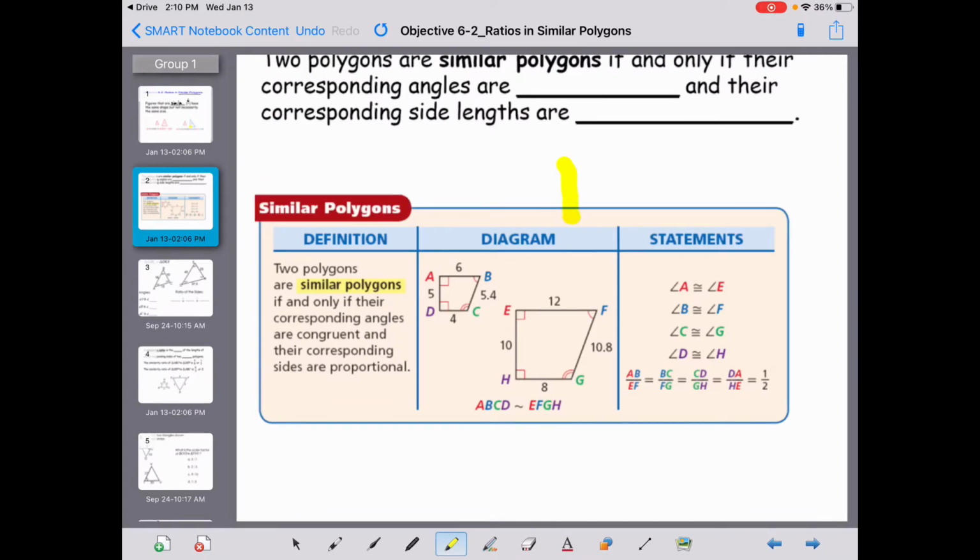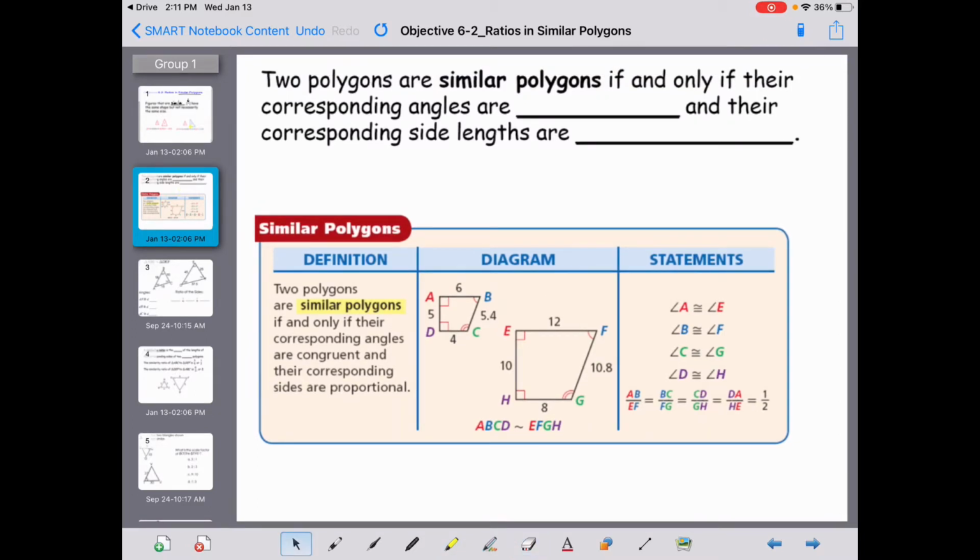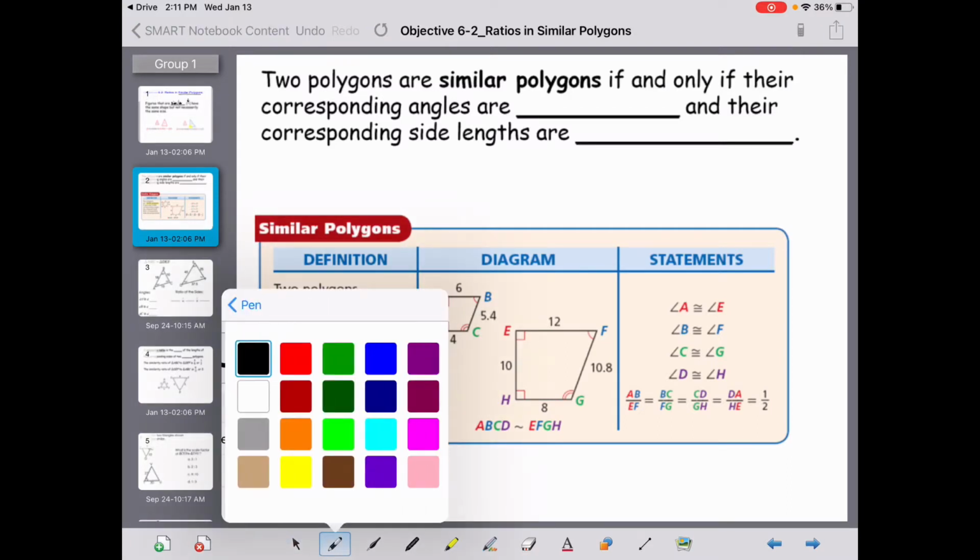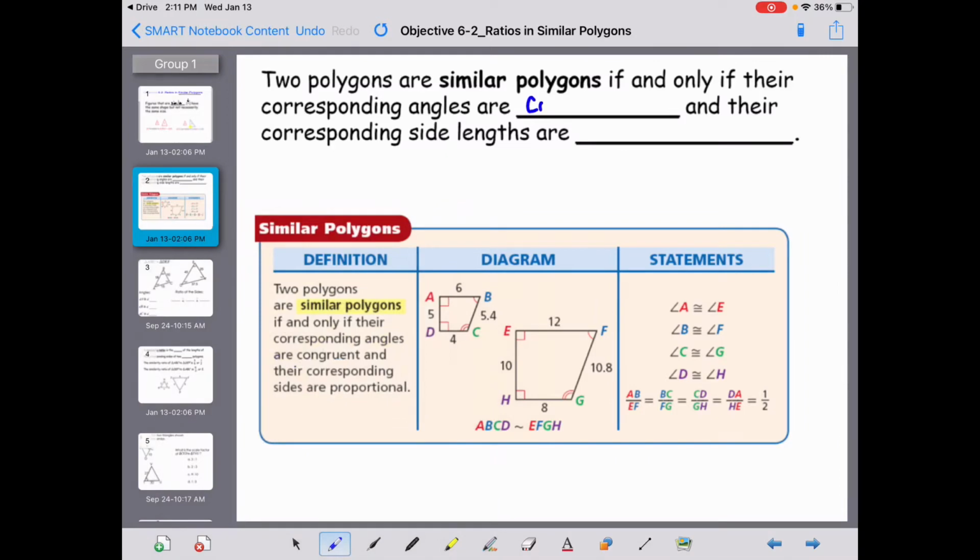So here's the key. Here's the key statement. Two polygons are similar polygons if and only if their corresponding angles are congruent. Let me write this in blue. Remember, congruent means same shape and same size, and their corresponding side lengths are proportional.